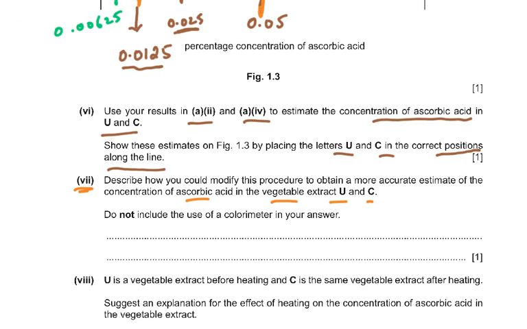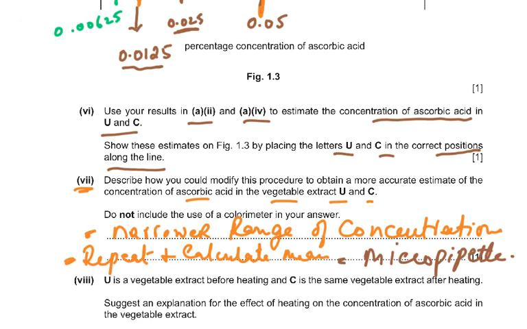So how do you improve it? Because you will have a narrower range of concentration, so then you can get a much more exact estimate. So narrower range of concentrations, repeat and calculate a mean. That's usually an improvement that we can always do, and use a micropipette. So 3 points. Number 1 was narrower range of concentrations. Number 2, repeat and calculate a mean, and use a micropipette. Any one of these got you the 1 mark.